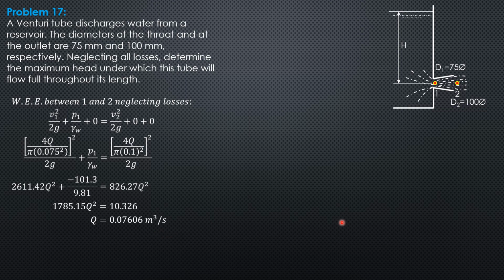0.07606 cubic meter per second, and we equate it to, as in we treat this as an orifice with outlet diameter 100 mm. So 0.07606 equals pi 0.05 square, area, times square root of 2gH, and this should be greater than pi area at the outlet squared times square root of 2gH. So H should be less than or equal to 4.780 meters. So that's the answer.